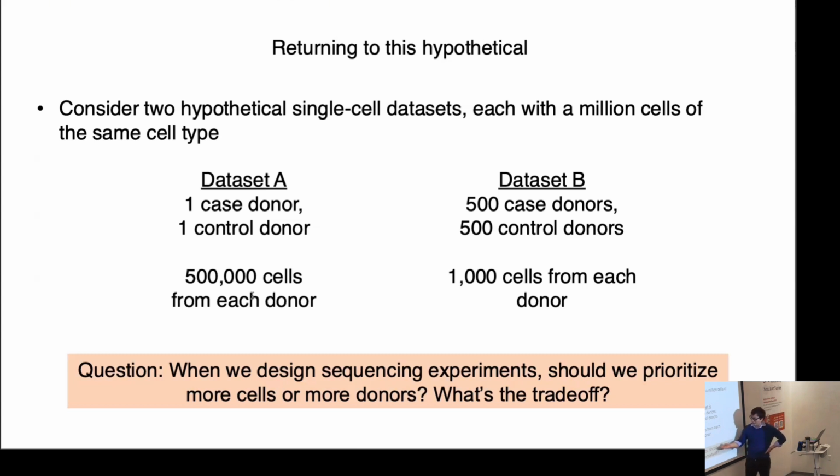Given the constraints that I have only so much money when I'm designing my panels of donors that I should collect and get brain tissue of, should I sequence my precious donors more deeply, or should I try recruiting even more donors? And what's the trade-off? Is there a sweet spot somewhere in the middle?